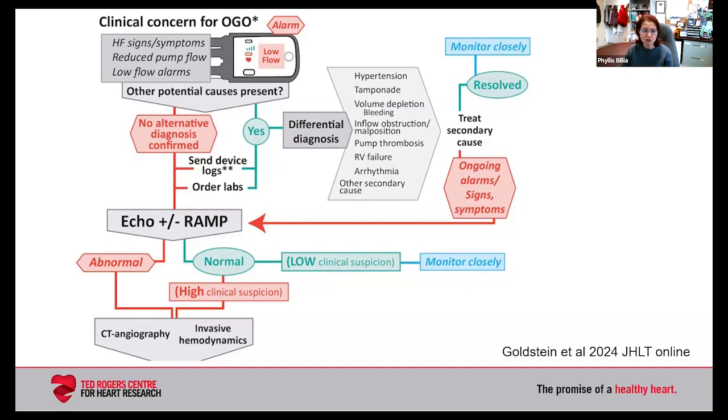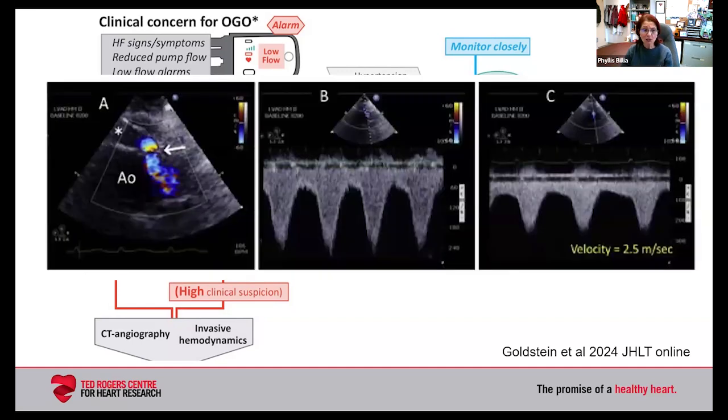Some of the initial things to do are laboratory tests like a CBC, a BMP, LDH, haptoglobin, and coagulation profile, all of this keeping in mind that hemolysis is not common in these patients, and a high LDH is more in keeping with pump thrombosis. Echo is not necessarily going to diagnose obstruction directly, but we're looking to rule out those other causes of low flow alarms, such as tamponade and RV failure, and you can sometimes image the outflow cannula with color and Doppler signals from a modified right parasternal view.